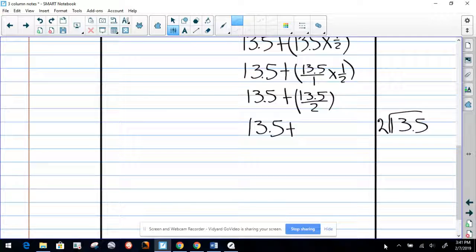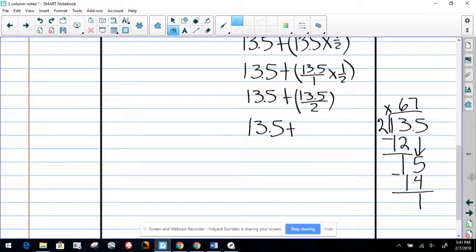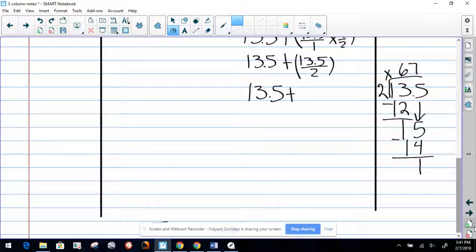divided by 2. The 2 goes into the 13 6 times. 6 times 2 equals 12. The remainder is 1. Lower the 5. And that 2 goes into the 15 7 times. 7 times 2 equals 14. And the remainder is 1. Then we add a 0 and a decimal point, and we say that the 2 goes into the 10 5 times. 5 times 2 equals 10, and the remainder is 0.